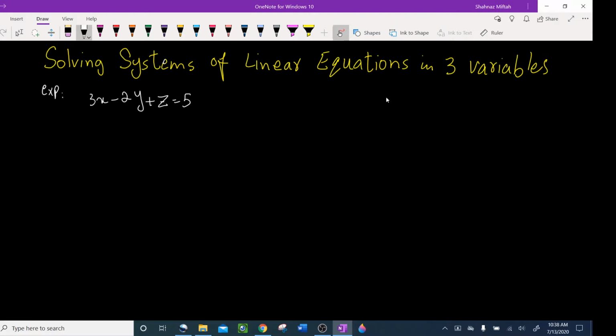And I will write down the steps. I use only two steps to solve the system of linear equations in three variables. The first step is choose a pair of equations, and eliminate a variable. Eliminate one or two variables.